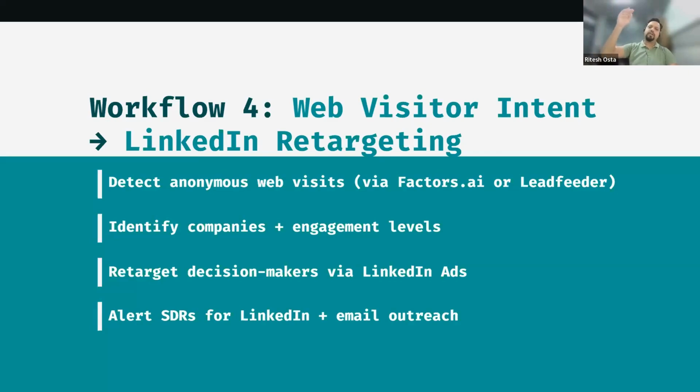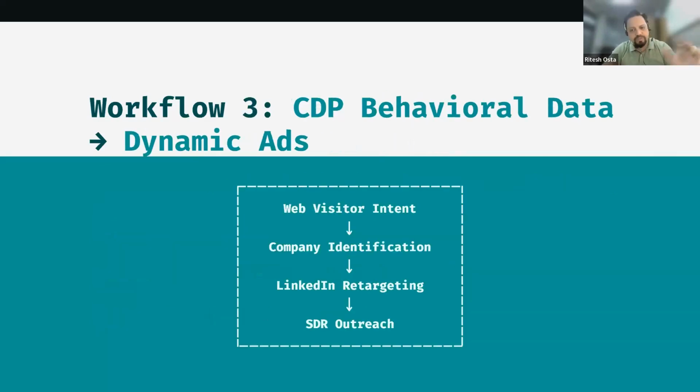For example, if people from a company are visiting your pricing page over and over again, you can run LinkedIn ads as well as alert the SDR to send LinkedIn and email outreach to the decision makers in that particular company with more information. Think about it. It's total common sense. But a lot of companies, they're not using it. So this is how it looks: web visitor intent to company identification to LinkedIn retargeting and SDR outreach, right? If you can sync all these things, it will basically help you increase the pipeline super fast.